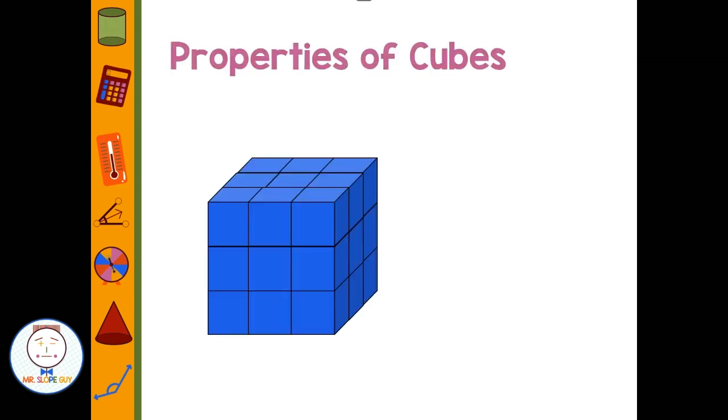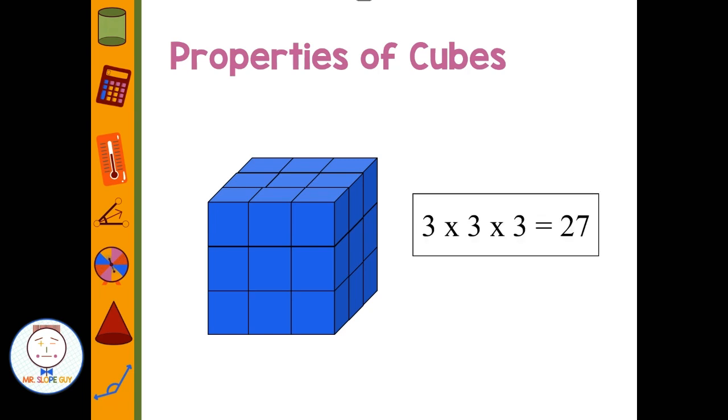What about this cube? Well, our bottom is 3 by 3, or we have 9 cubes on the bottom, and then we stack it up. We have 3 sets of 9. 9 on the first layer, 9 on the second layer, 9 on the third layer is 27. Length, width, and height are 3 times 3 times 3 is 27. So the volume of this cube is 27 cubic centimeters, or centimeters cubed.